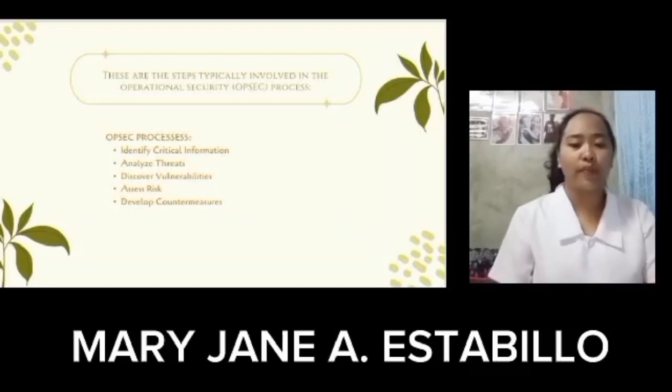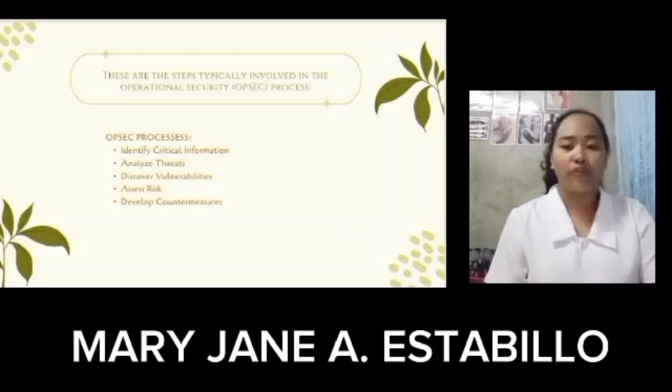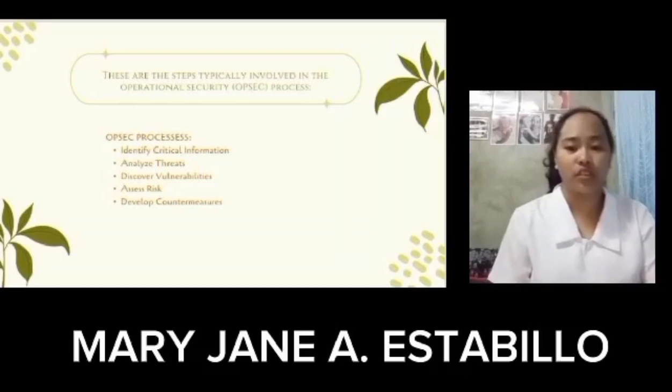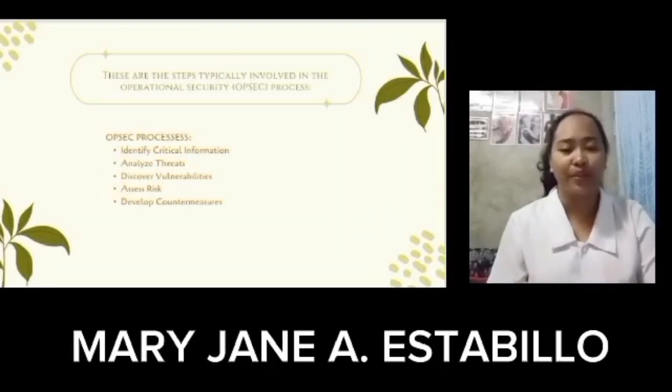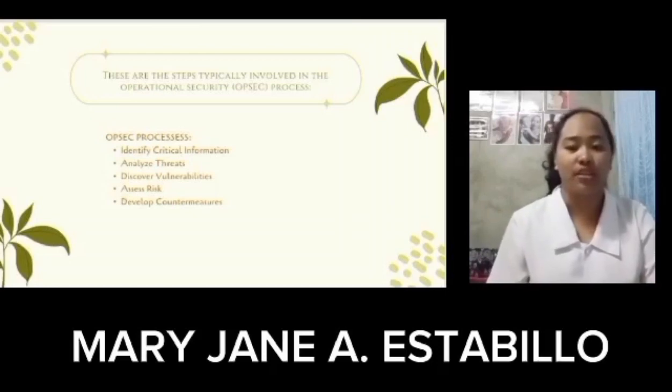Fourth, assess risk. Determine the likelihood and potential impact of threats exploiting vulnerabilities to compromise critical information. This involves quantifying the risk associated with each identified threat. And lastly, develop countermeasures. Develop and implement measures to mitigate or counteract identified risks and vulnerabilities. This could include implementing security controls, policies, procedures, or training programs to enhance the organization's security posture.